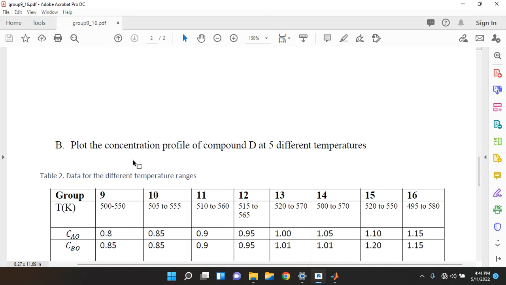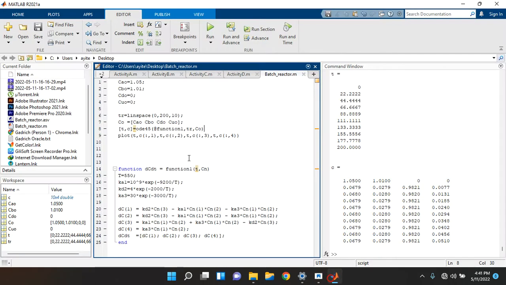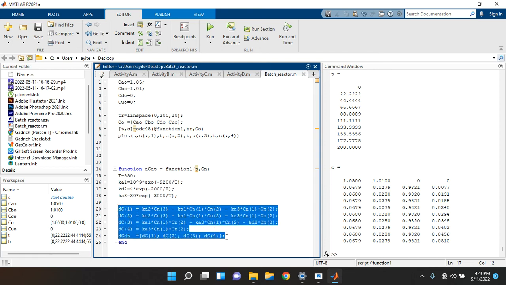Now part B says plot the concentration profile of compound D at 5 different temperatures. You can choose to do it here, but for me I thought it would confuse me, so I decided to do it on a different script. It follows the same procedure, just that for this part your T is changing, and as your T is changing, your K values will also change, and if your K values change, your concentration output will also change.